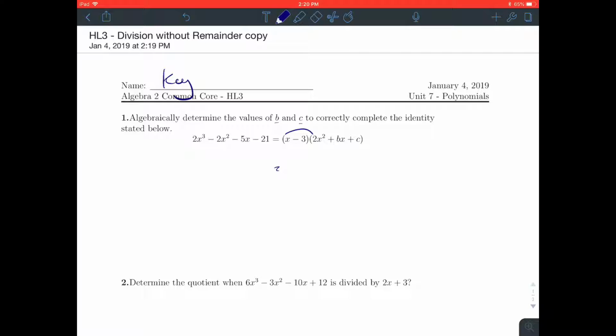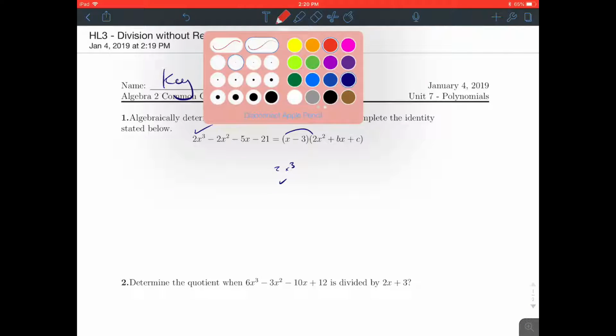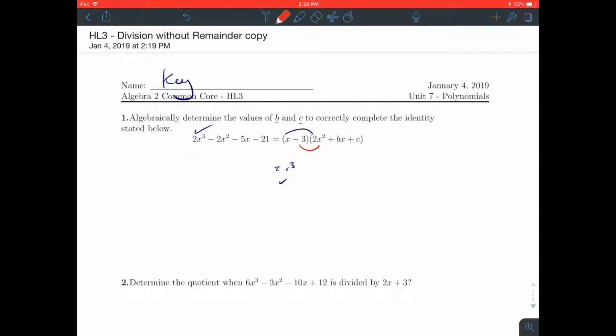X times 2x squared is 2x cubed. Great news, because we wanted 2x cubed. Now, we're doing the weird distribution where we switch back and forth to make sure that the like terms match. Negative 6x squared. Oh no, that's a problem. We wanted negative 2x squared, but we got negative 6x squared. So hopefully, when we do the next distribution, things work out.